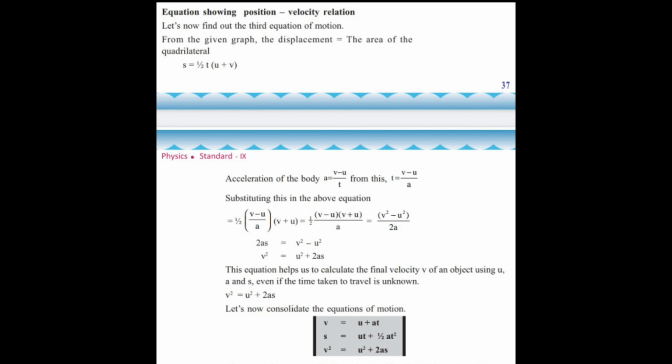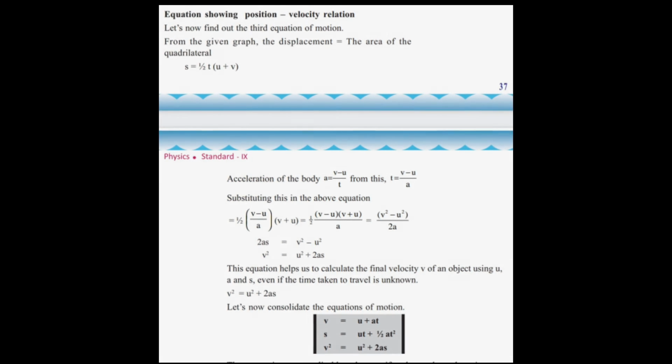From this, u is the initial velocity, v is the final velocity, a is the acceleration, t is the time and s is displacement. Okay, thank you.